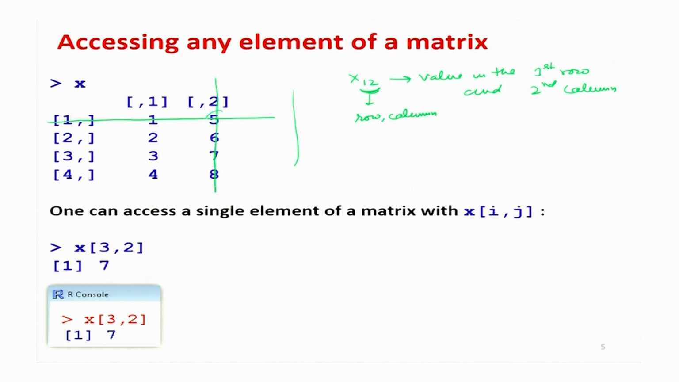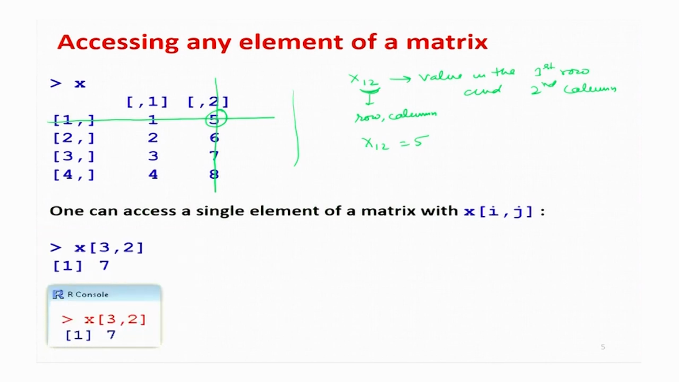So, this value at the intersection of these two lines is the value of x 1 2, which is equal to 5. Now I want to do the same thing in the R software. So, for that the question is what type of command are we going to use.